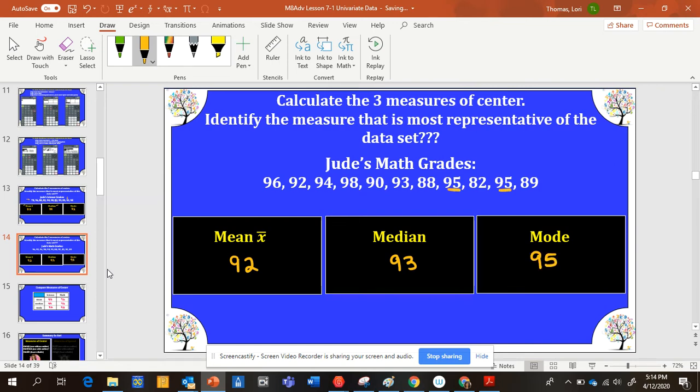So it doesn't really look like there's any outliers here, so we would definitely use the mean. But if there was an outlier, we would go with a median. But you can see a 92, 93, 95. Really, all those numbers are pretty close to represent his math scores.